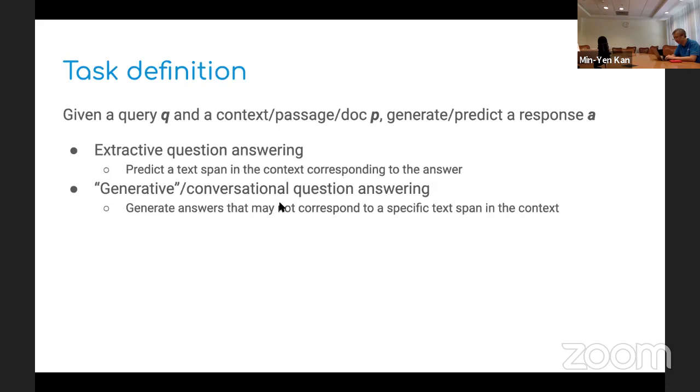The other type of question answering, or MRC, is generative or conversational. In this case, the exact answer may not be in the text itself, so you have to generate the answers from your vocabulary.